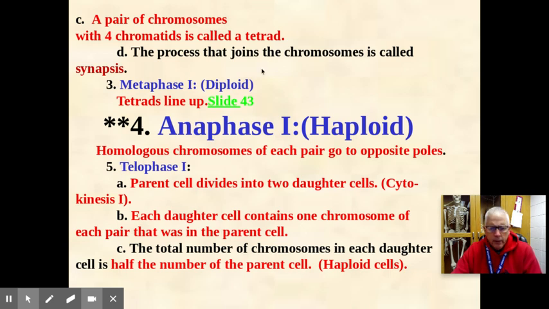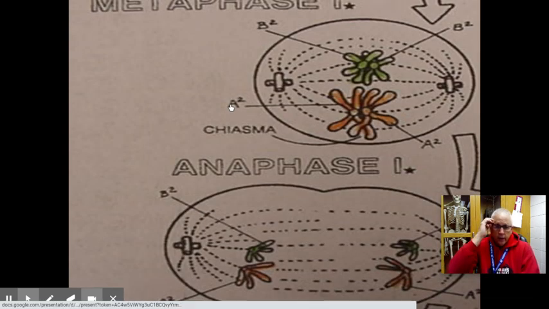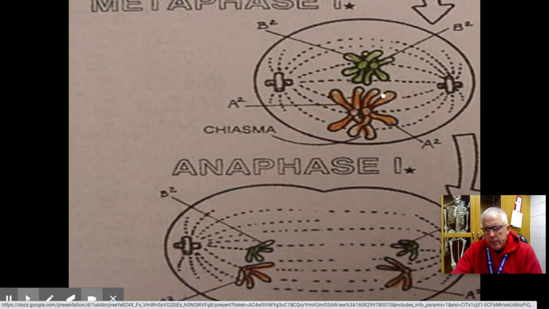Chromosomes line up at the middle in metaphase 1. We still have a diploid number, a total number at this point. You'll see that here. There's my chromosomes lining up at the middle. The spindle's attached to the centromere. Everything's the same as mitosis until we get to the next phase.